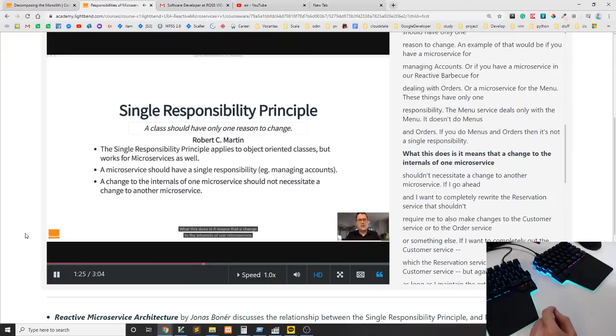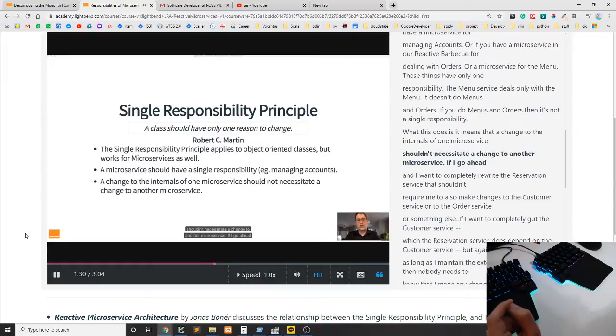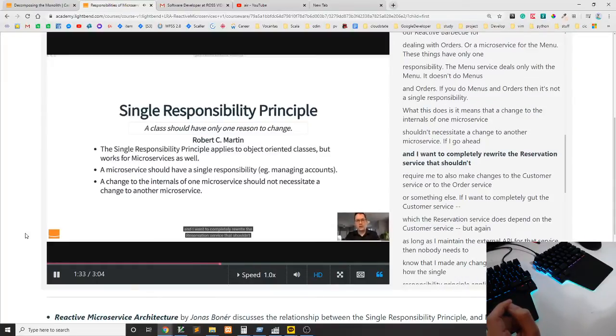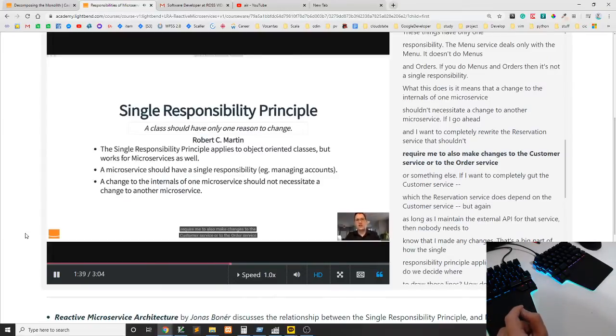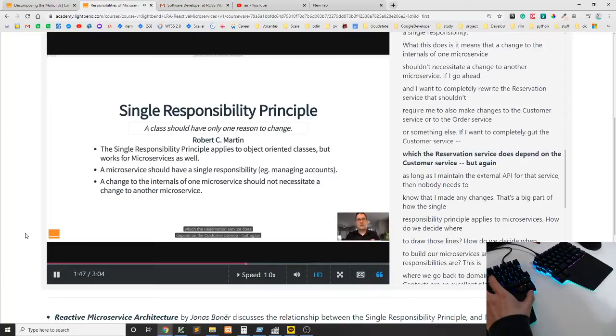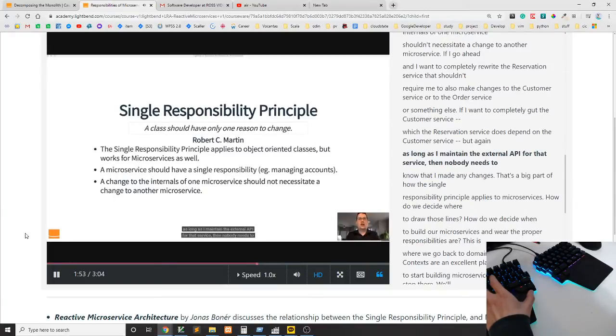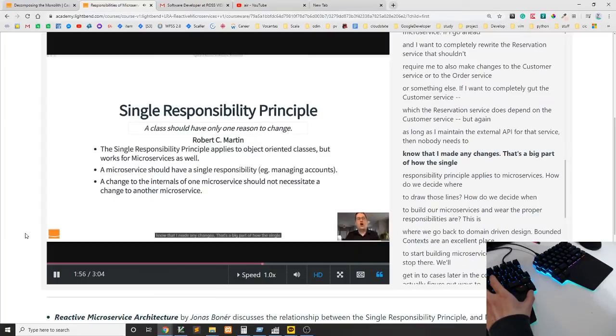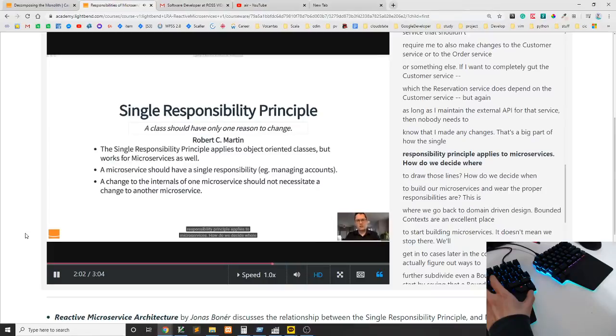What this does is it means that a change to the internals of one microservice shouldn't necessitate a change to another microservice. So if I go ahead and I want to completely rewrite the reservation service, that shouldn't require me to also make changes to the customer service or to the order service or something else. If I want to completely gut the customer service, which the reservation service does depend on, but again, as long as I maintain the external API for that service, then nobody needs to know that I made any changes. And so that's a big part of how the single responsibility principle applies to microservices.